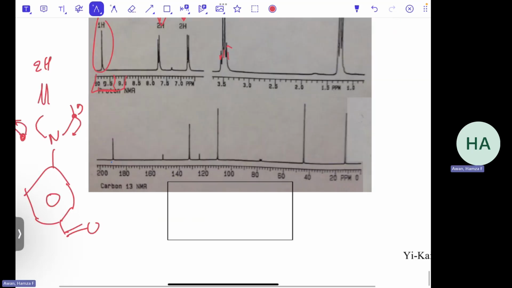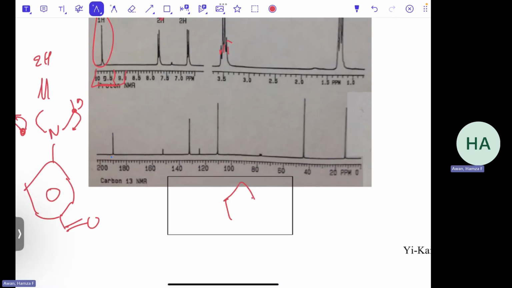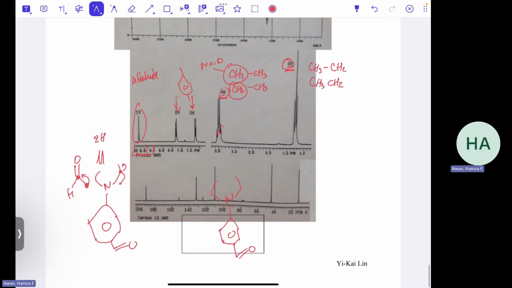So the final product for the spectroscopy is going to be our benzene ring, N,N-diethyl, aldehyde. Are there any questions on that? No questions?